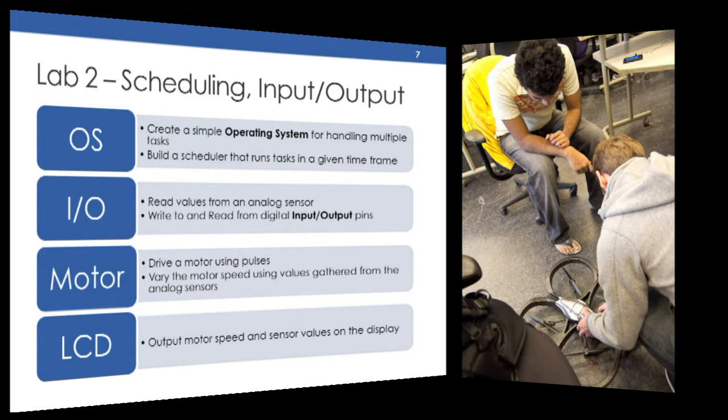So in the second one, we actually implemented an operating system that allowed us to run multiple tasks at the same time. The 3 tasks that we implemented for this lab were reading values from analog sensors, and also reading values from digital sensors, those based on 1s and 0s. The second task was driving a motor using pulses, as well as driving it up to certain speeds based on values gathered from the analog sensors. And the last task was outputting all of this information to the LCD screen.